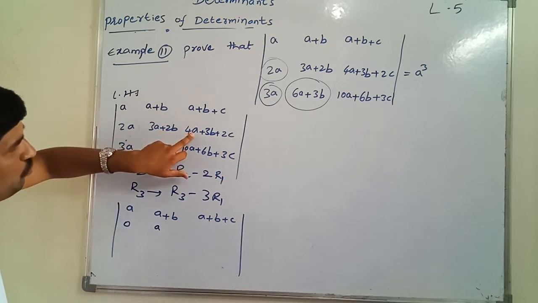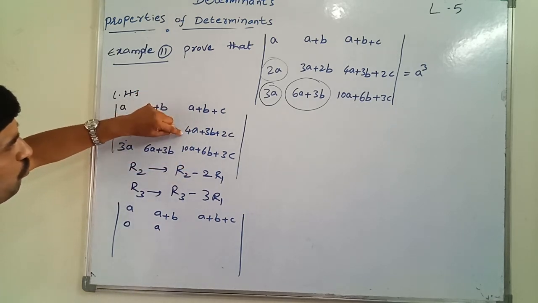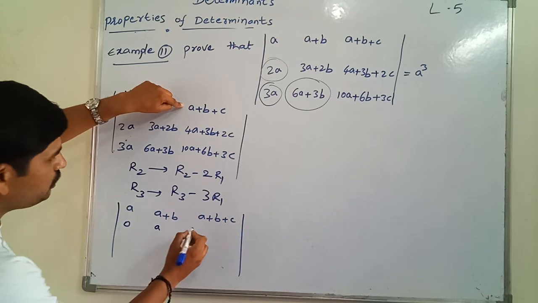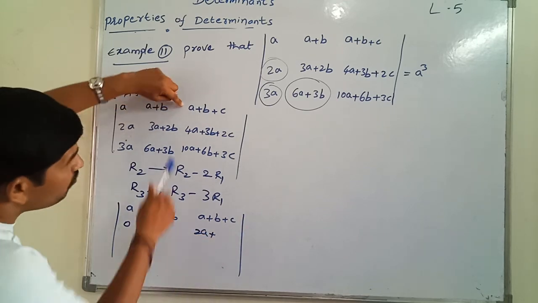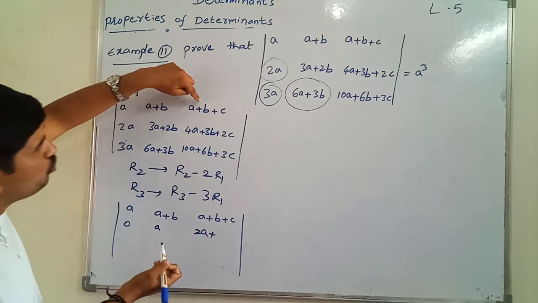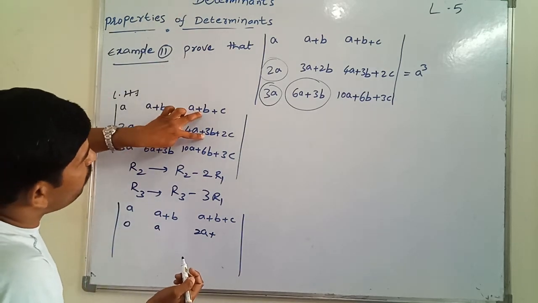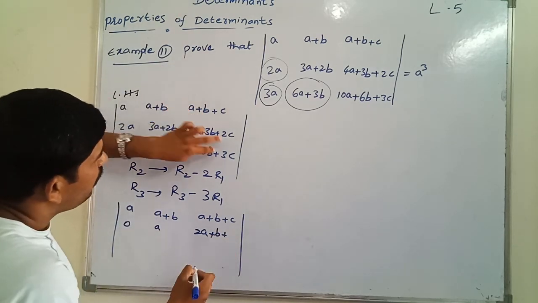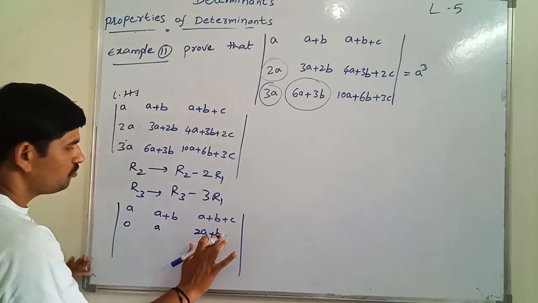Remember. Next, 4A, again we are multiplying with 2, 4A minus 2A is 2A. Remember, we are applying this operation. Next, 3B minus 2B is B. And 2C minus 2C is 0.